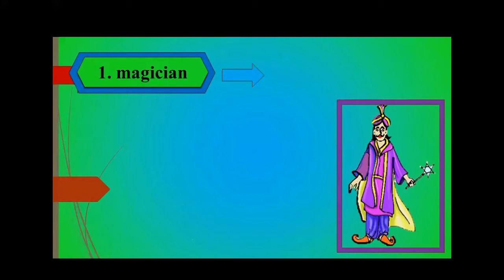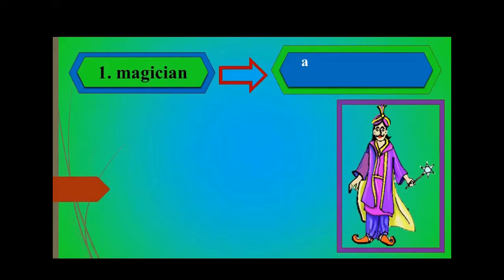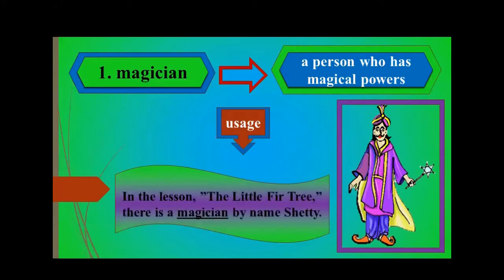And who is a magician, children? A magician is a person who has magical powers. On this screen, you will find the picture of the magician named Shetty from the lesson, the Little Fir Tree. The usage of the word is, in the lesson, the Little Fir Tree, there is a magician by name Shetty.